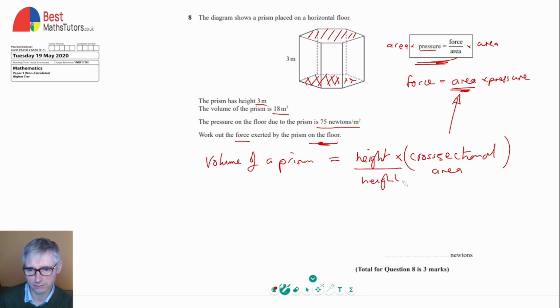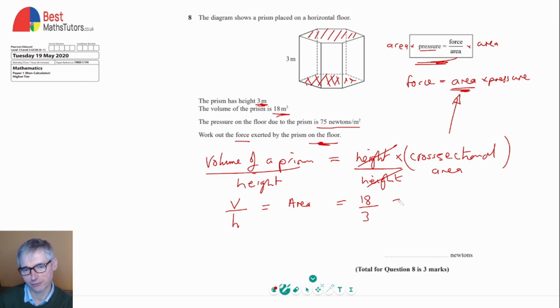Okay, so if I take the height and divide both sides by it, then what I'll end up with is that the height will cancel out on that side. I'll end up with, I'm just going to put V for volume and H for height. So V over H is equal to the area that I'm looking for. And we're given those numbers in this. So we're given that the height is 3 and the volume is 18. So actually, I can say the area then is equal to the volume, which is 18, divided by 3.